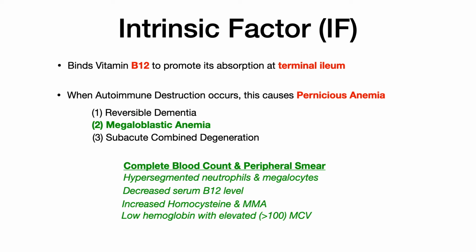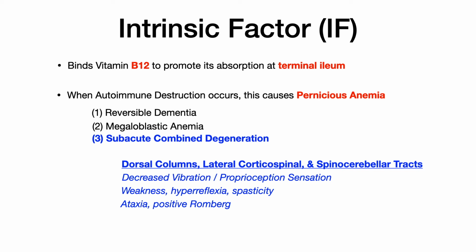You'll also see a low hemoglobin level, and you want to pay particular attention to the MCV, the mean corpuscular volume, and that's going to be elevated. It will be over 100 if it's B12 deficiency. So reversible dementia, and then all of these various things which you would see on the CBC or the peripheral smear. And then lastly, the test writer could give you subacute combined degeneration.